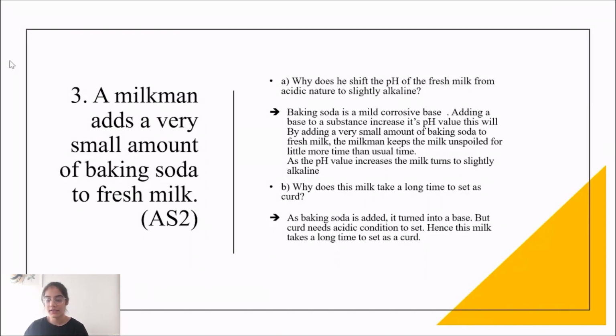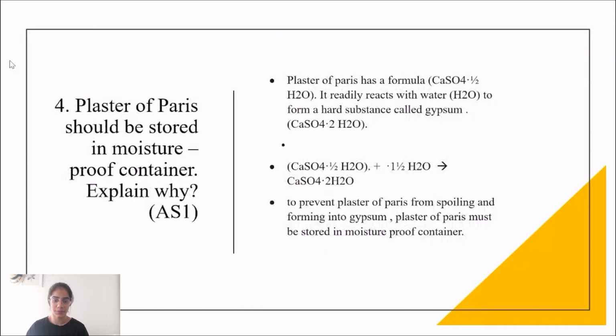And why does the milk take a long time to set as curd? As baking soda is added, it turns to base, but curds need an acidic condition to set. Hence, the milk will take a longer time to set as curd. That is it for this question. Let us go to the next one.